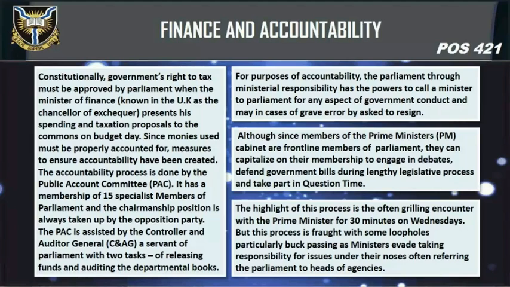It has a membership of 15 specialist members of Parliament, and the chairmanship position is always taken up by the opposition party. The Public Accounts Committee is assisted by the Comptroller and Auditor General, a servant of Parliament with two tasks: of releasing funds and auditing the departmental books. For purposes of accountability, the Parliament, through ministerial responsibility, has the powers to call a minister to Parliament for any aspect of government conduct and may, in cases of grave error, ask them to resign.